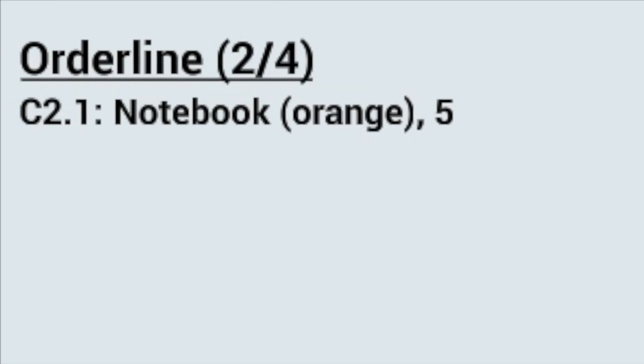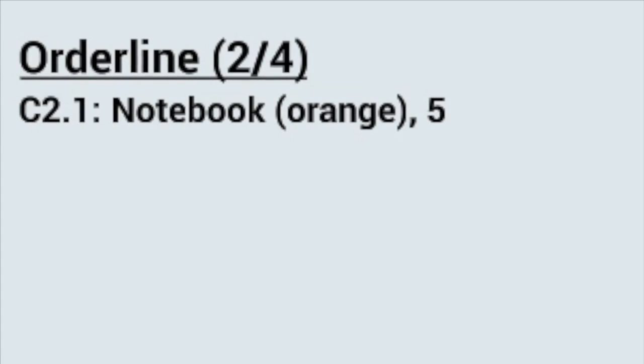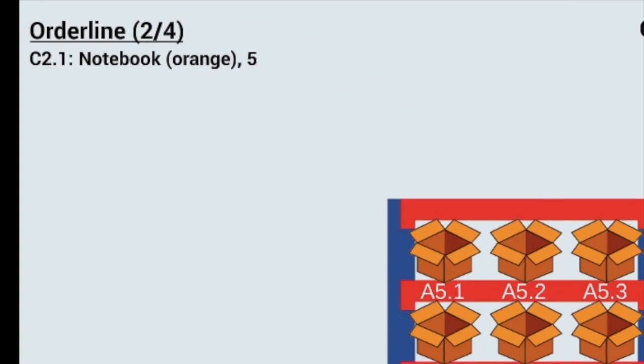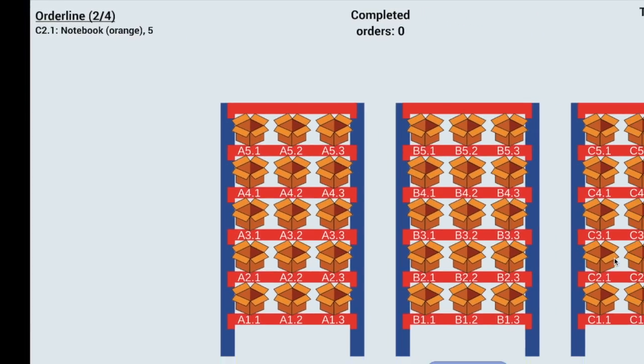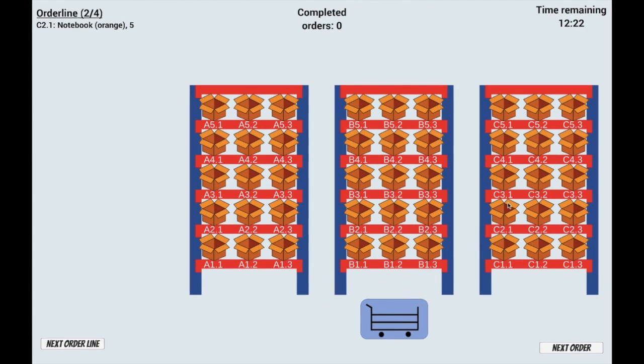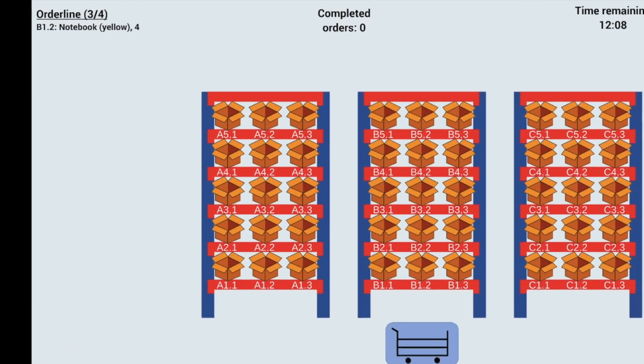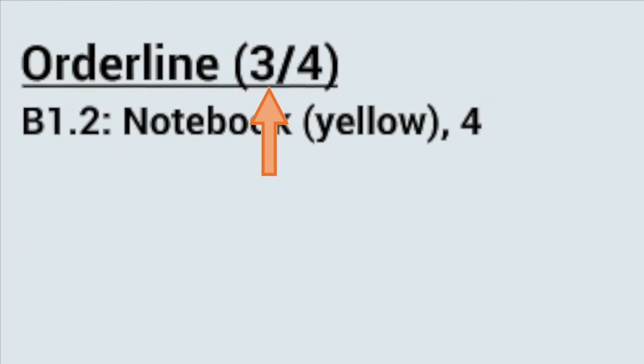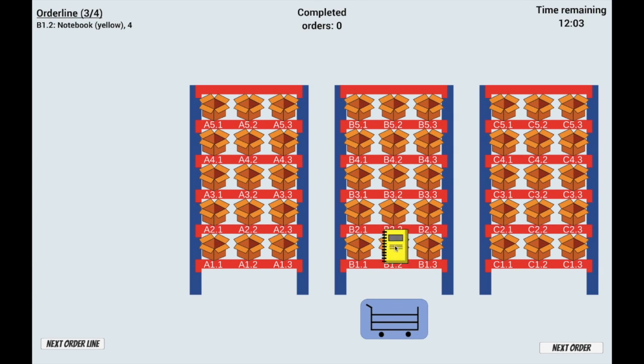Now I see that the second order line is displayed. We're also going to pick this line. So let's pick from location C2.1 5 orange notebooks. We're dragging them from the box into the picking cart. Now that I've finished this order line as well, I'm going back to the button Next Order Line, and I see that now the third order line of this order is indicated. We're going to pick a yellow notebook. And I'm pressing the button Next Order Line again.